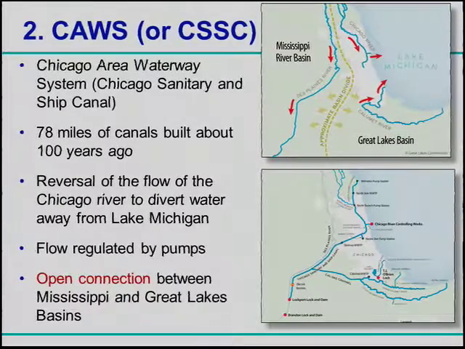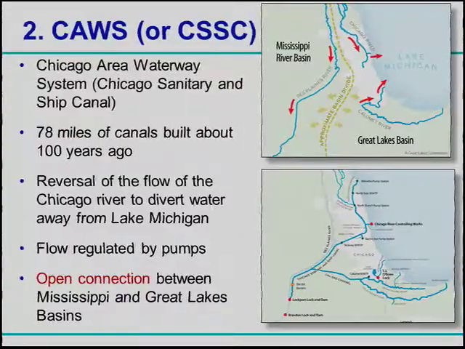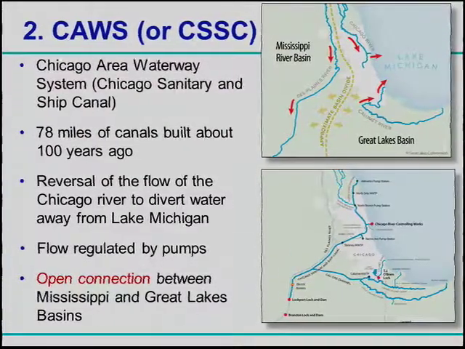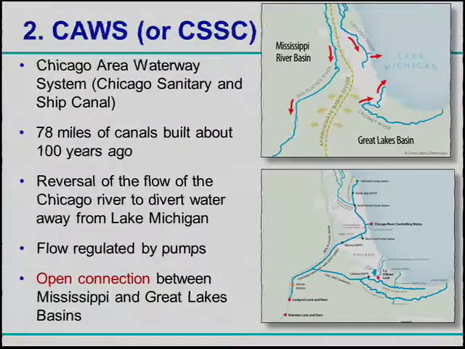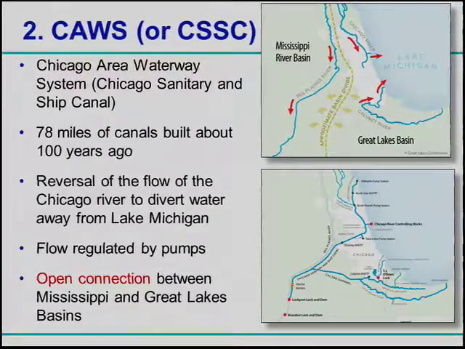About 100 years ago, people got the bright idea to dig about 78 miles of canals, reverse the flow of the Chicago River, and start to connect the two basins. So what we have happening here is the Des Plaines River still coming down, but now we dug the Cal-Sag channel that connects the Little Calumet River into the sanitary ship canal. And the Chicago River, again, we dug the Chicago area waterway system and the Chicago sanitary ship canal, connected these two, and put in some pumps.